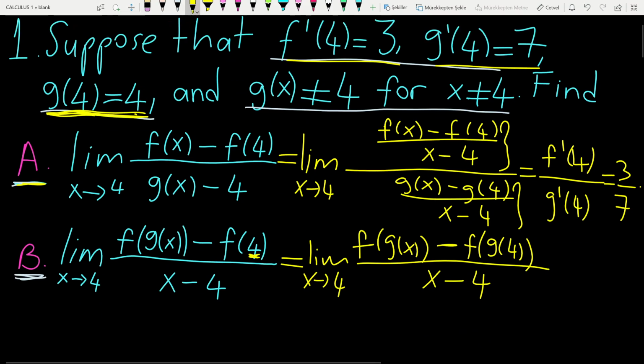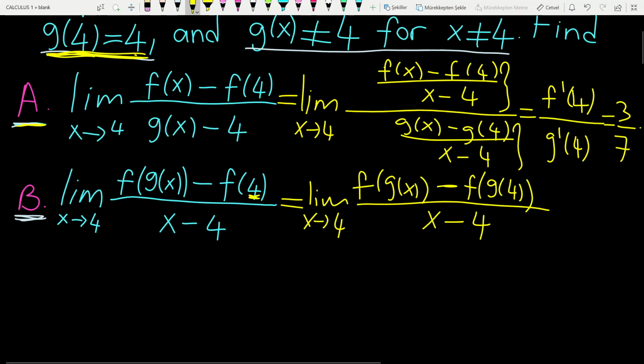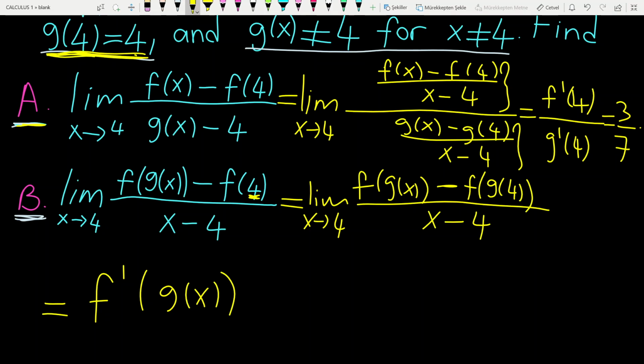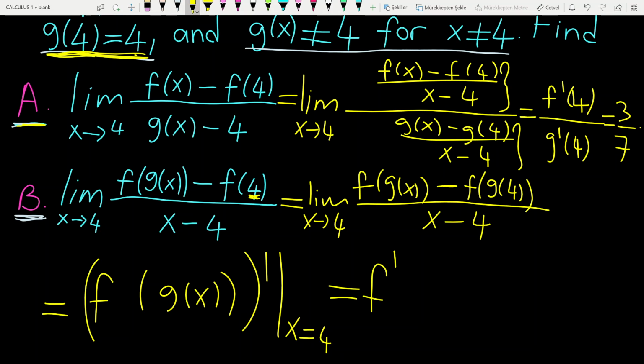So what's the meaning of this expression? The meaning of this expression is that we have derivative of f of g of x. It is the composition of f and g. We have derivative of f of g of x at the point 4. So from the chain rule, we have f prime of g of 4 times g prime of 4, right?